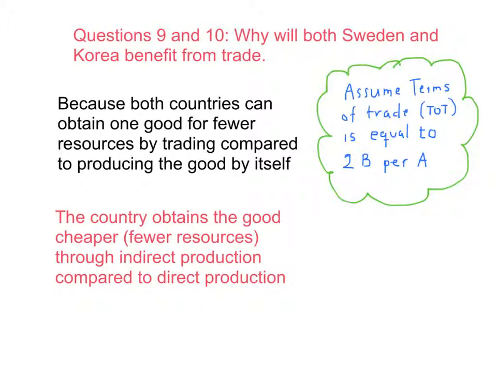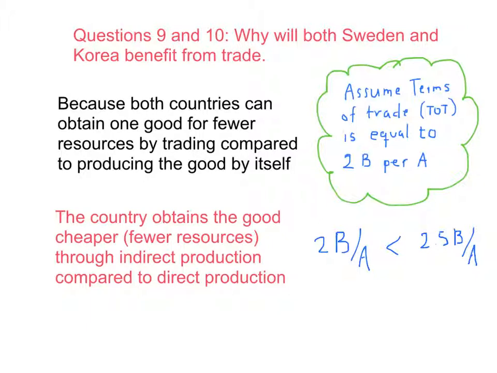We have already seen that if the terms of trade is 2B per A, then Korea is better off because 2B per A is less than if they did it themselves, which would be 2.5 B per A. So Korea can obtain more A using fewer resources than they could before.